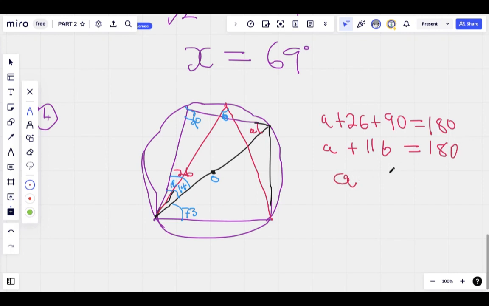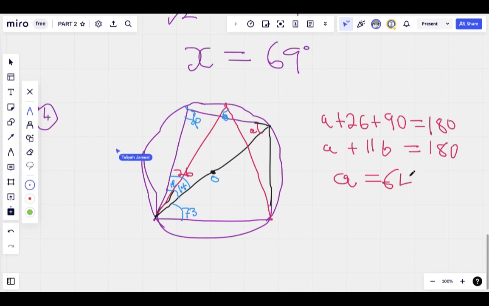You subtract 116 from both sides. I want to jump that step. I presume we know. Subtract 116 from both sides. You get A remaining on the left, and then on the right, 180 minus 116. First, you can say 180 minus 110. You get 70. 70 minus 6, you get 64. So A equals 64.